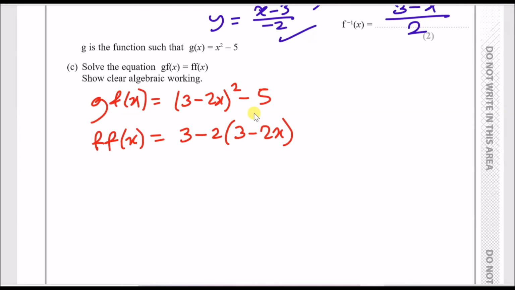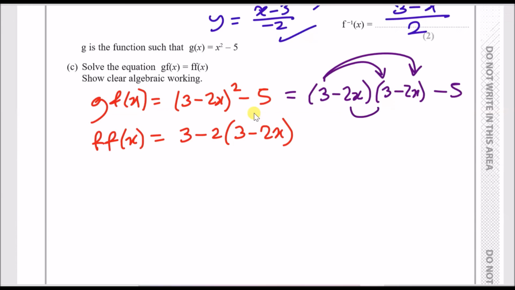And now apparently, both of them are equal, so we make them equate to each other. Before I equate them, how about we go ahead and simplify the expressions? So the top half is a double bracket. This is essentially 3 minus 2x times 3 minus 2x, then take away 5. Evaluating this isn't too bad. We just do 3 times 3, 3 times minus 2x, minus 2x times 3, and minus 2x times minus 2x. And then take away 5.